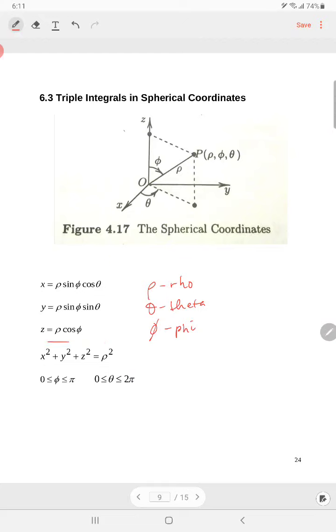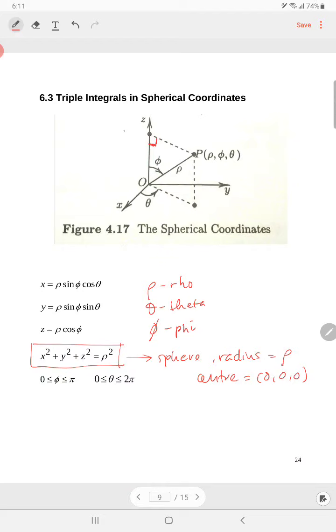Okay, now let's look at the relationship between rho, phi, theta with x, y, and z. So the first one is this: x squared plus y squared plus z squared is rho squared. As you know, this is an equation of a sphere where the radius is rho and the center of the sphere is at the origin. Okay, now let's look at this triangle. So here we have a right triangle.